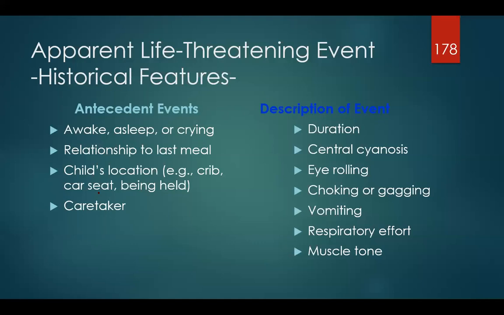Was the child awake, asleep, or crying? What is the relationship to the last meal? What was the child's location: were they in their crib, in their car seat, or were they being held? Who was the caretaker, and is it the caretaker that's giving us the history? The description of the event includes the duration. Was there any central cyanosis, eye rolling, choking or gagging, loss of consciousness, vomiting, respiratory effort change, or muscle tone abnormalities?